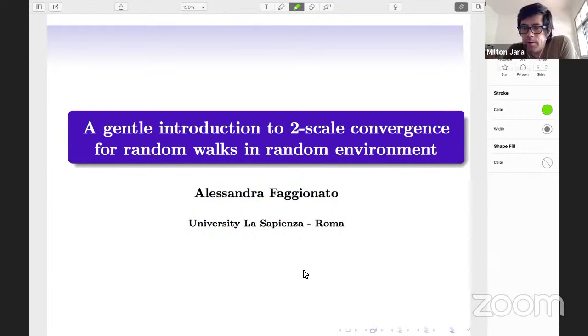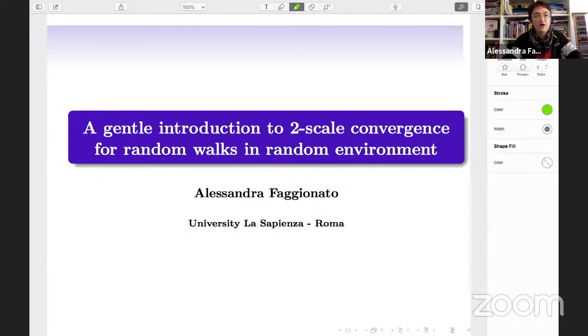So, welcome to our one-word probability seminar. Today we will have only one courageous speaker that's going to give us two talks about two-scale convergence and applications. It's really a pleasure to introduce Alessandra Faggionato from Sapienza University in Rome, who's going to give a first one-hour lecture with a gentle introduction to scale convergence for random walks in random environment.